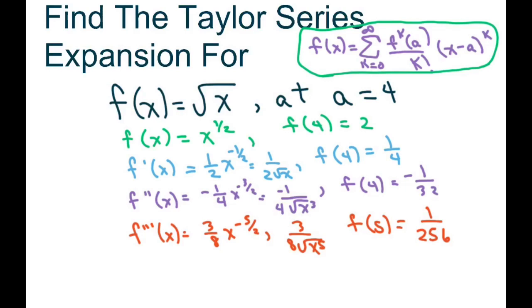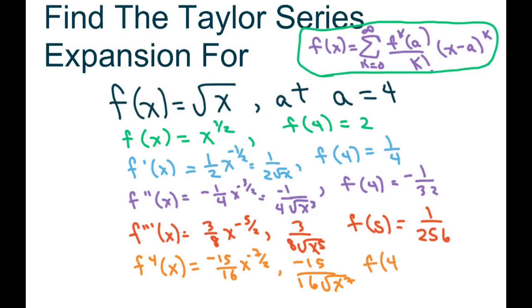And let's do the fourth derivative. And that's going to be negative 15 over 16 x to the negative 7/2, which is actually negative 15 over 16 times the square root of x to the 7th power. So we have the fourth derivative at 4, and that equals negative 15 over 2048. And this right here should be a 4. I don't know why I wrote a 5.